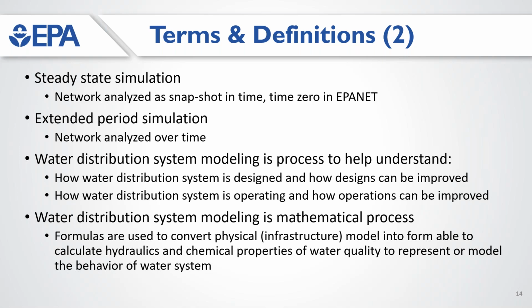Water distribution system modeling using EPANET is a process for gaining understanding of how a water distribution system is operated or can be designed and improved. Water distribution system modeling is a mathematical process. It uses formulas to convert the physical or infrastructural model into a form that is able to calculate the hydraulics and chemical properties of the water to represent the behavior of the system. So this is able to provide you information about the status of those properties of the hydraulics and water quality. Next slide, please.